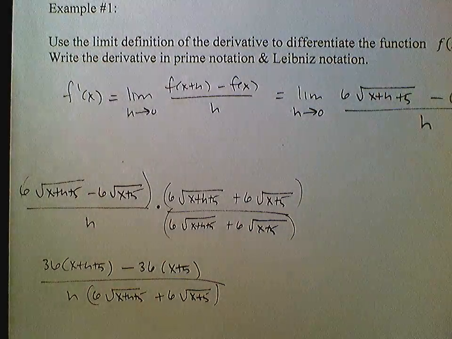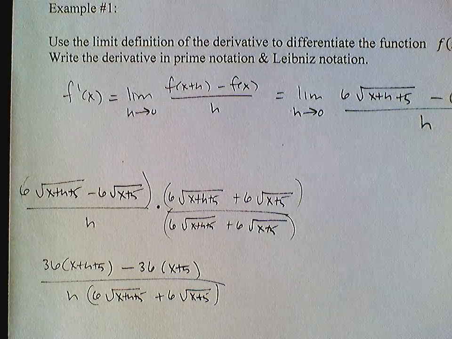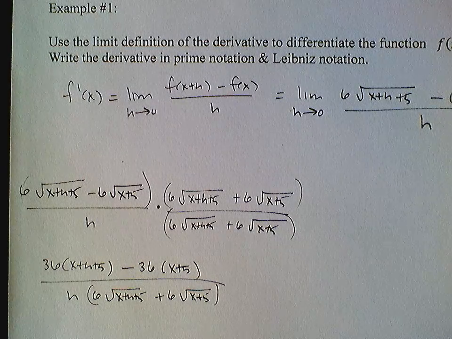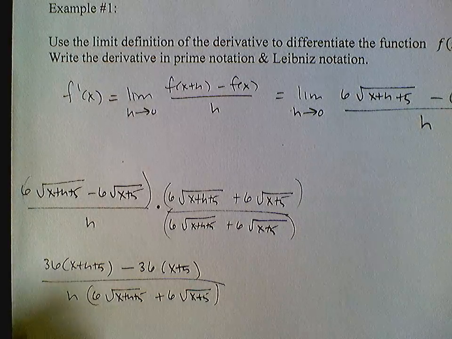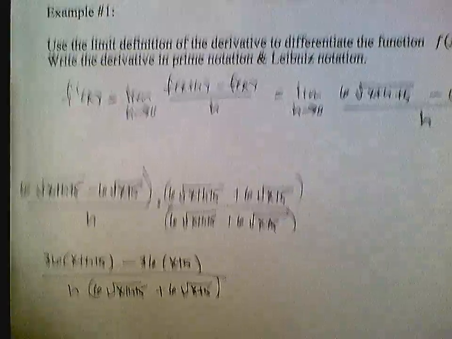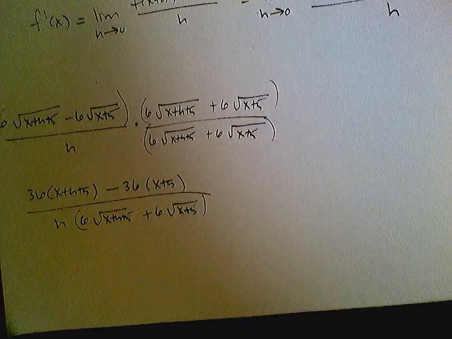Now guys, I hope at this point you recognize that the thing we want to cancel is the h. That's what was giving us the problem. We couldn't plug 0 in for h because that would have made the denominator 0. So I'm hoping that h cancels. So I'm going to simplify more here. I'm distributing the 36.